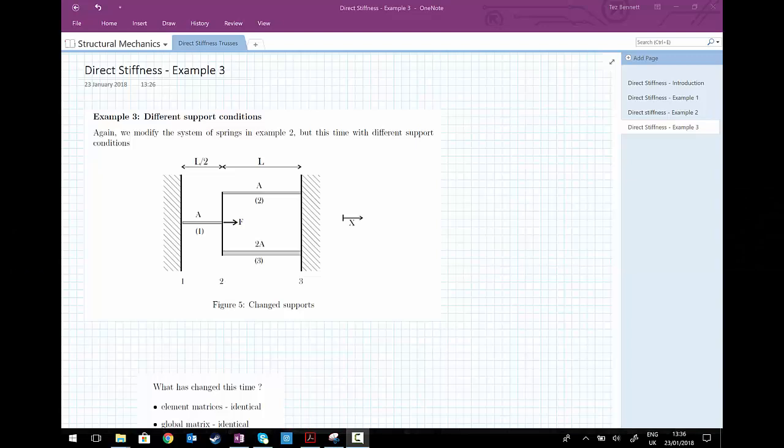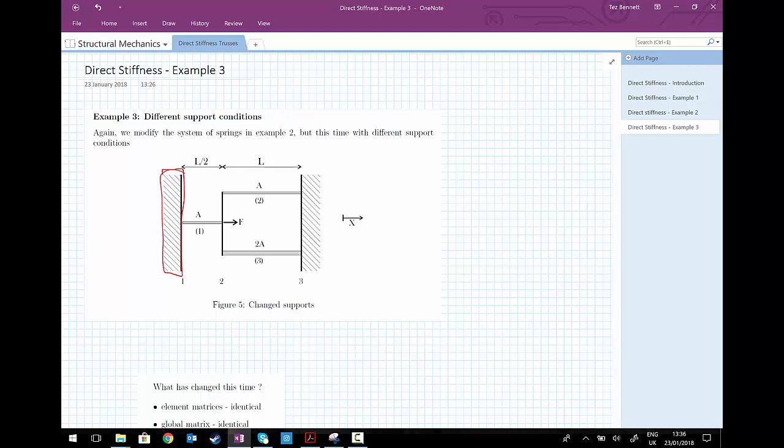Okay, so we move on to another example. We've got exactly the same system of bars 1, 2 and 3 with exactly the same properties, and we've kept the external force F on node 2. What we have added to this example is we've decided that we're going to fix node 1. So we know that U1 must be equal to 0.